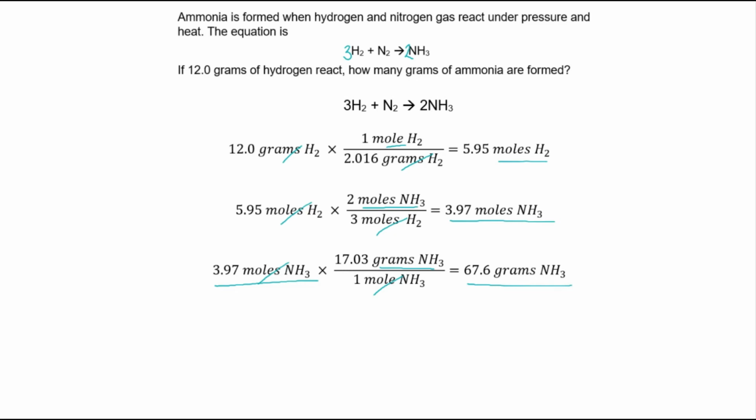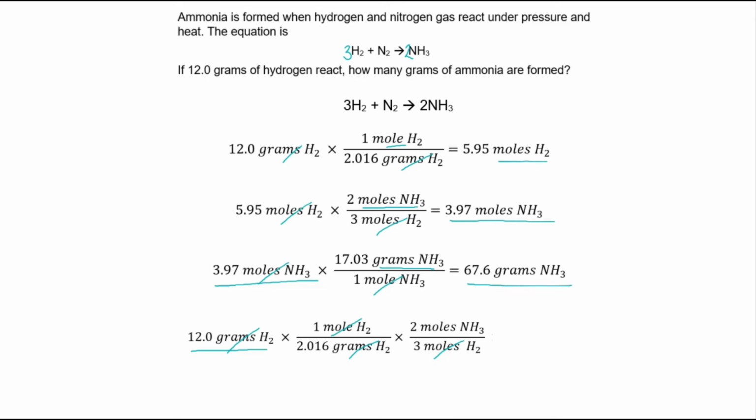Let me show you how this works. Here's my 12 grams of hydrogen. My first step was to convert grams to moles. Notice the grams of hydrogen cancel. I'm left with my moles of hydrogen. My second step, I took my moles of hydrogen and converted to moles of ammonia using my mole ratio. Here's my mole ratio. Notice my moles of hydrogen cancel.